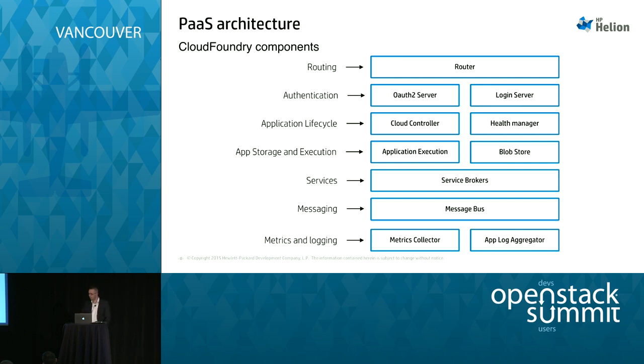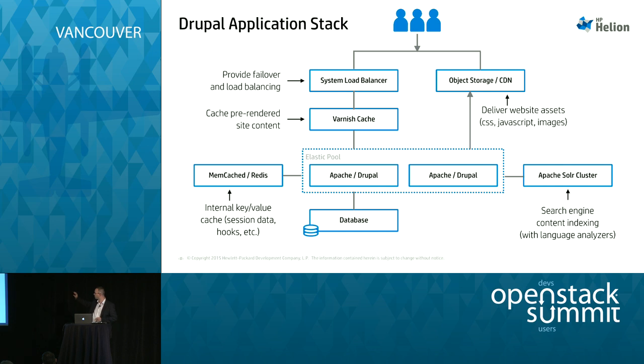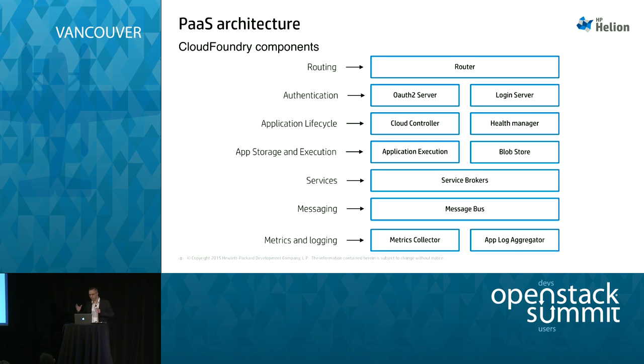And if I roll back to the previous diagram where we had this Drupal architecture, we saw that our application is just a very small part of the story. We have a lot of external services. We have an external service, this Varnish cache, the Memcached or Redis backend, even the database is an external service, and the Apache Solr cluster is an external service. And this platform as a service model separates the components exactly that way, because we have so-called service brokers.